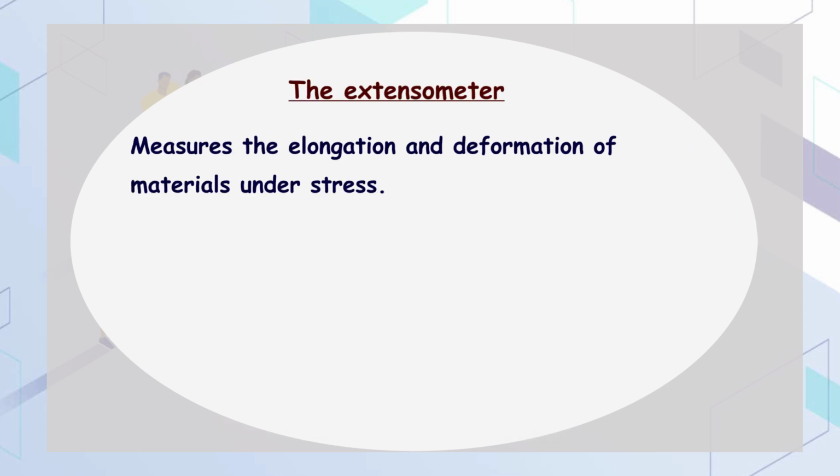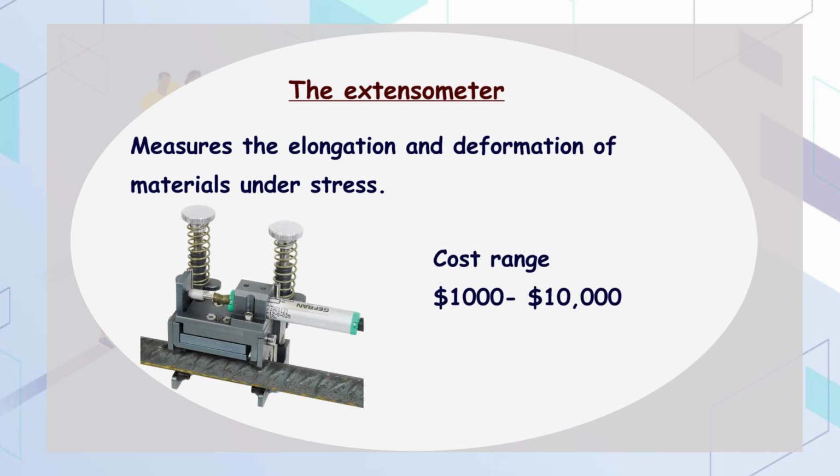Then we have the extensometer, which measures the elongation and deformation of materials under stress. Settlement gauges monitor the ground displacement and settlement in various structures such as impoundments and tunnels. Their cost is around $1,000 to $10,000.